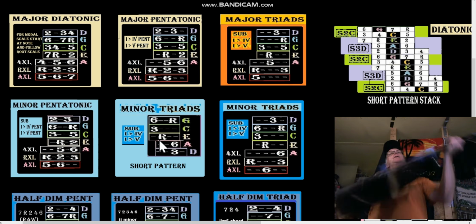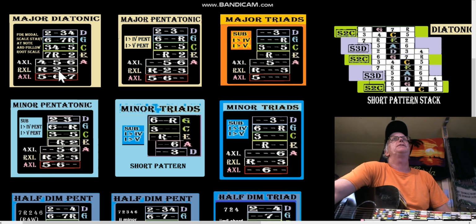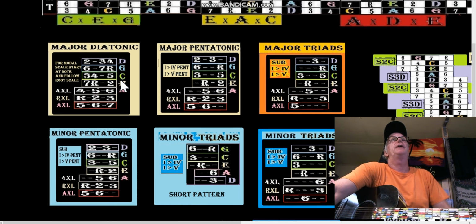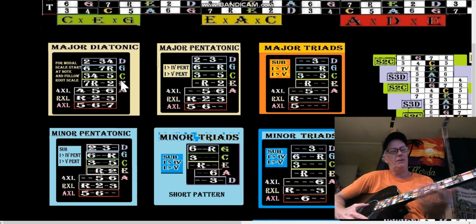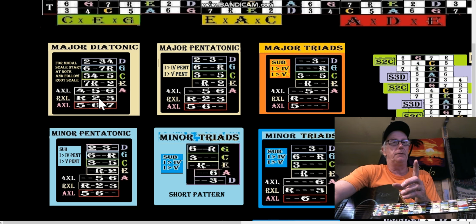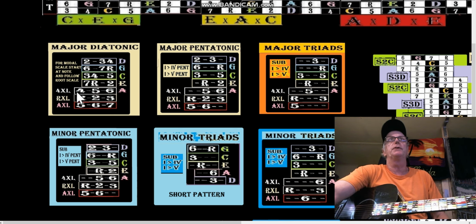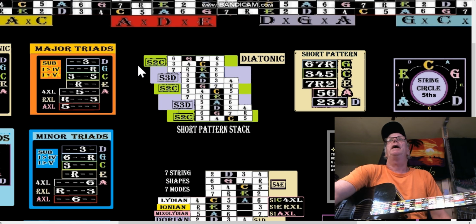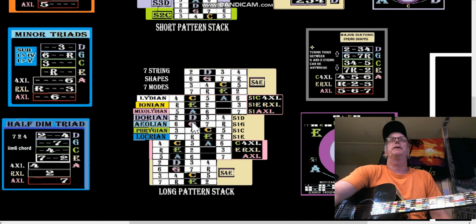All right. So this is your basic long pattern diatonic scale. It could start anywhere. The most important part about this pattern stack is you can start it anywhere. So you can start at root 2, 3. What's going to go up here is 5, 6, 7 again. That's why I have such a big long stack over here, right?